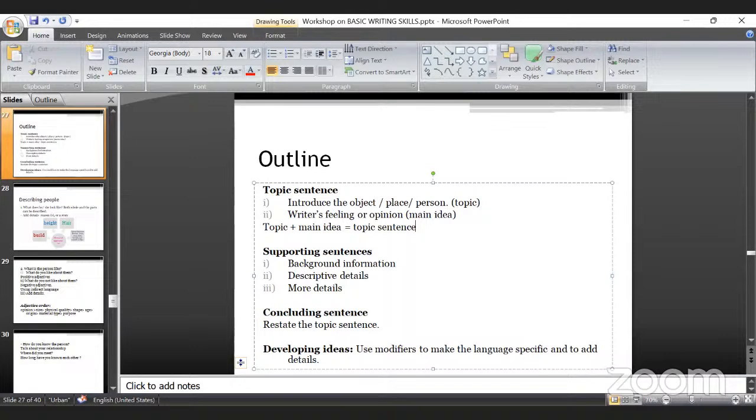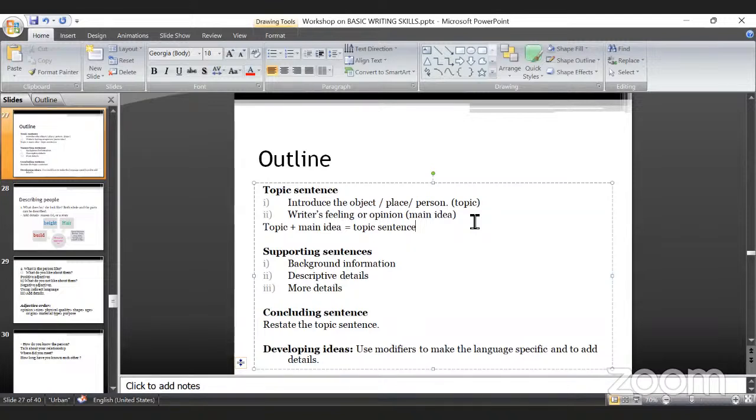For the supporting sentences in descriptive writing, descriptive paragraphs include background information of the place or person or object, right? Descriptive details. Now, what includes descriptive details? We'll look at it in some time, and more details. So background information, descriptive details, more details, these are the segments which will form the supporting sentences in a descriptive paragraph. It could differ based on what type of paragraph you're writing, but in any kind of descriptive writing, your supporting sentences will include background information, descriptive details, and more details, right?